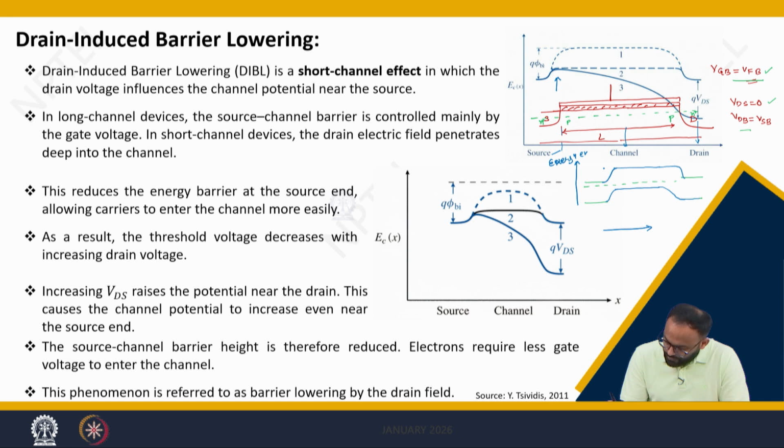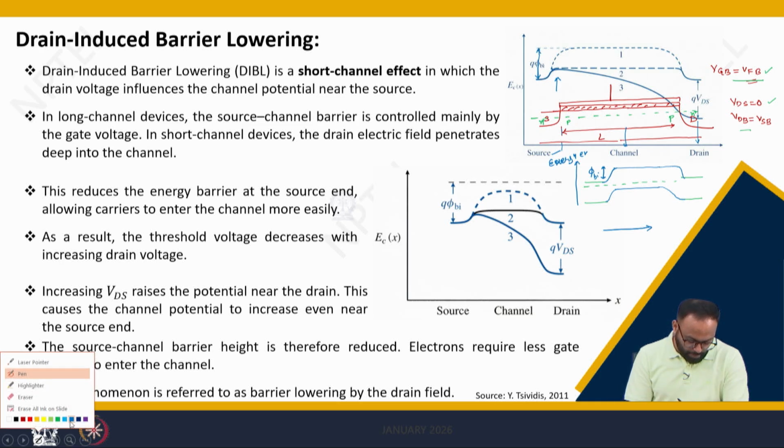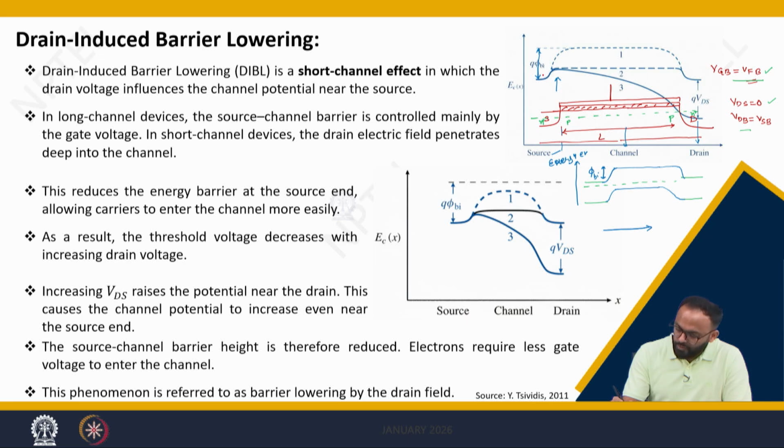It is clearly visible that at the N plus P junction we do have a built-in potential, which is phi Bi, right. That is what is visible here, that is phi Bi. So, the electrons available in the conduction band of the source will not get enough energy to surpass this barrier, and hence ideally we have no electrons in the channel coming from the source.